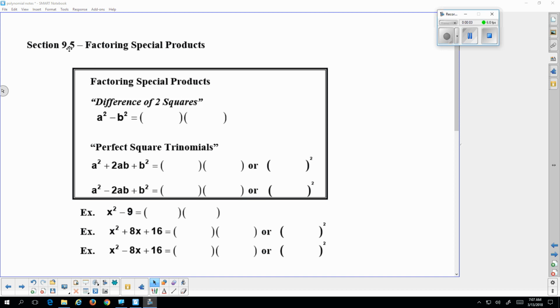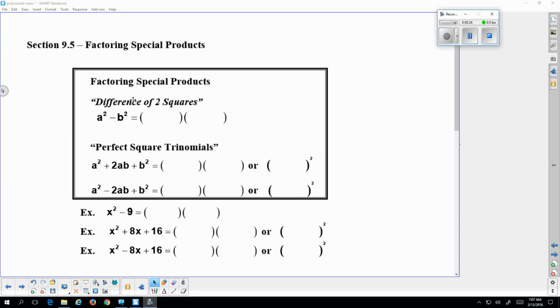Okay, section 9.5, factoring special products. So with these, I'm just going to point out a few special products that might help you so you don't have to go through the whole factoring process that we did in the last section. So if you can recognize these two special types, that might make your life a little bit easier.